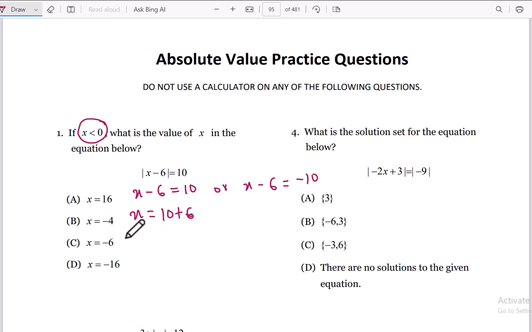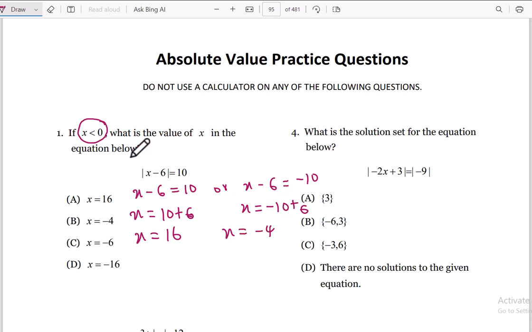10 plus 6. Let's finish this one. So x is equal to 10 plus 6, which is 16. Here you had x is equal to minus 10 plus 6, because this 6 is coming over. So x is equal to minus 10 plus 6, which is negative 4. So now you've been able to fix this.